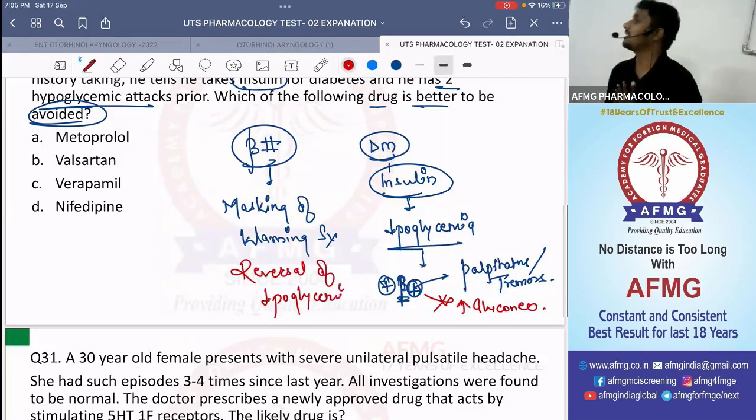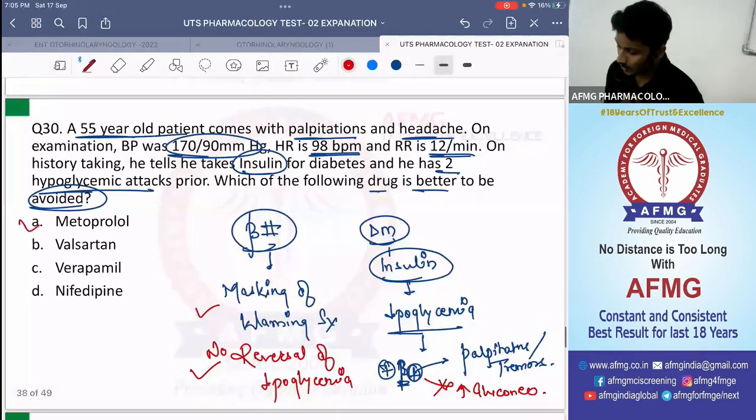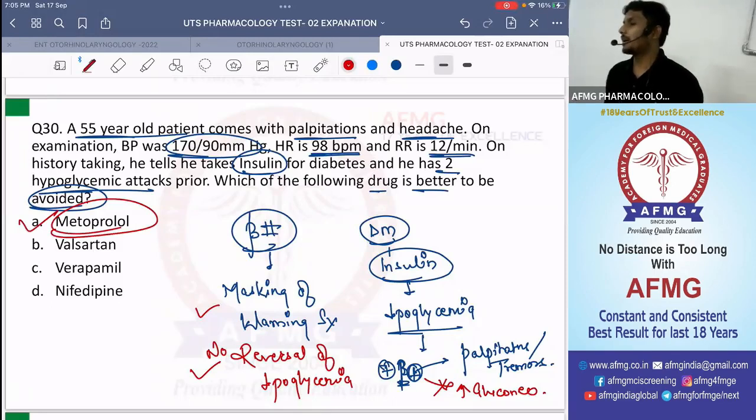Okay? So if beta blockers are given in a diabetic patient, first of all, there would be masking of warning symptoms, and second, there would be no reversal of hypoglycemia. Okay? So that is the reason why, though metoprolol is a beta 1 selective beta blocker, we still try to avoid any beta blocker in a patient of diabetes mellitus. Okay?